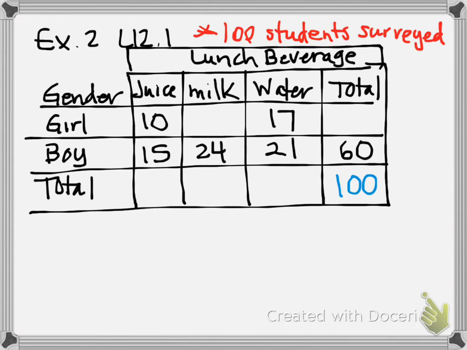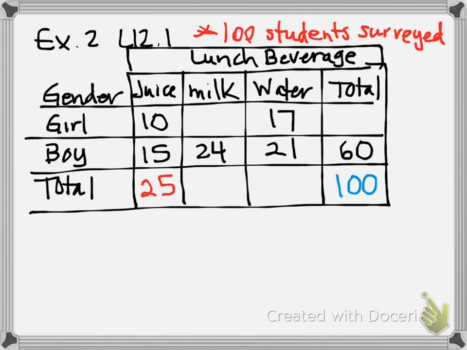Okay. Now, in order for us to answer any questions, we need to fill in all the rest of the blanks. So raise your hand if you have a blank you can fill in and tell me how you fill it in. Okay, Chloe. 10 plus 15 is 25. Okay, so what blank am I filling in? The total under juice. Okay, total under juice. We have the girls' total and the boys' total, so we get a grand total of 25 students chose juice.